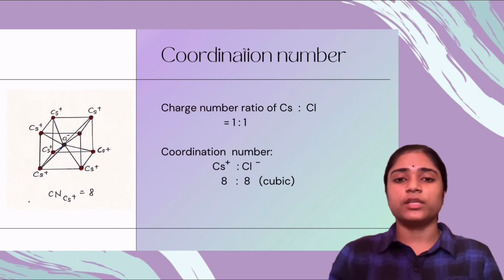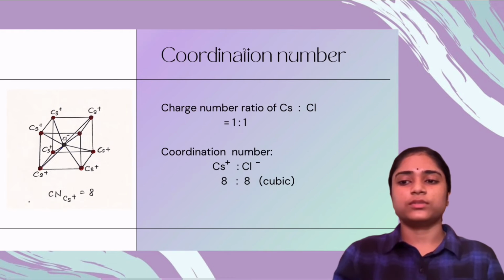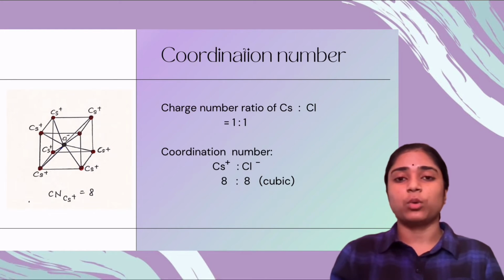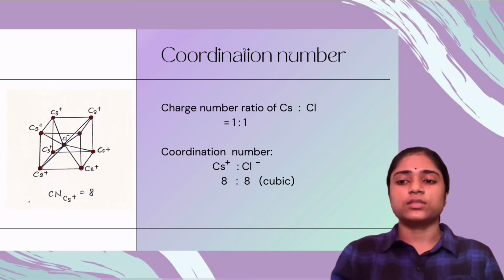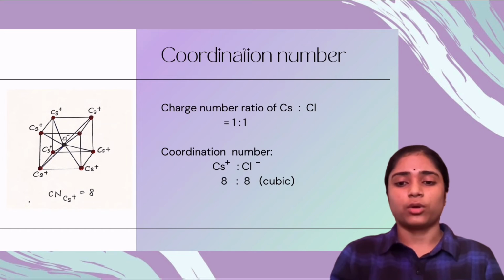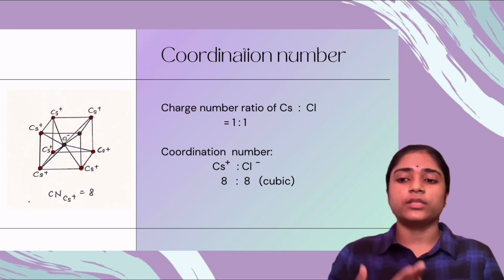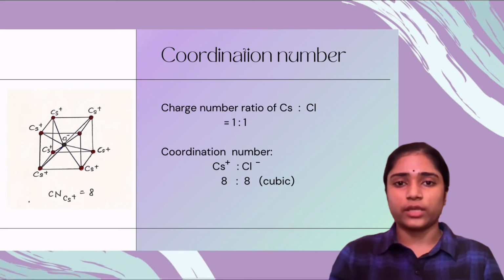Next, for the coordination number of cesium chloride, the charge number ratio of cesium ion and chloride ion will be 1 to 1, because the charges are positive 1 and negative 1 respectively. Based on the diagram shown, the coordination number of cesium ion will be 8. Hence, we can conclude that the coordination number of cesium ion and chloride ion will be 8 to 8.